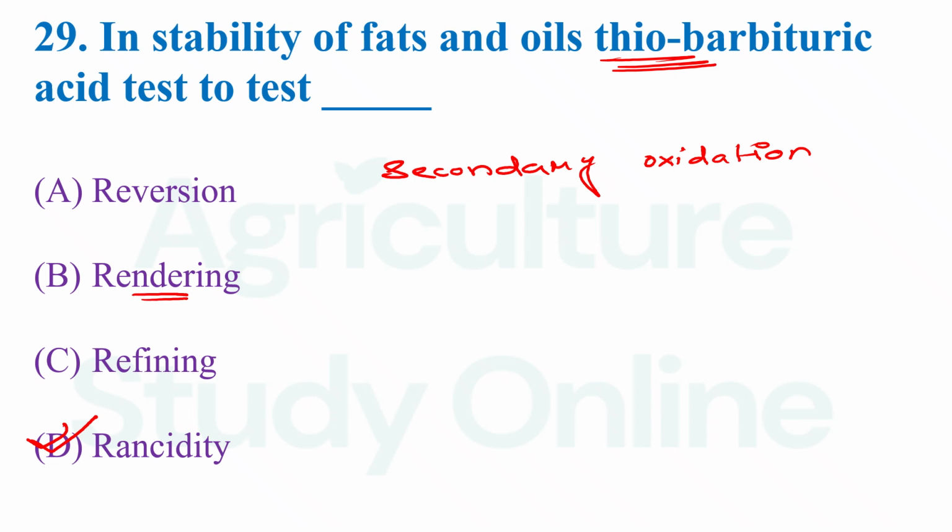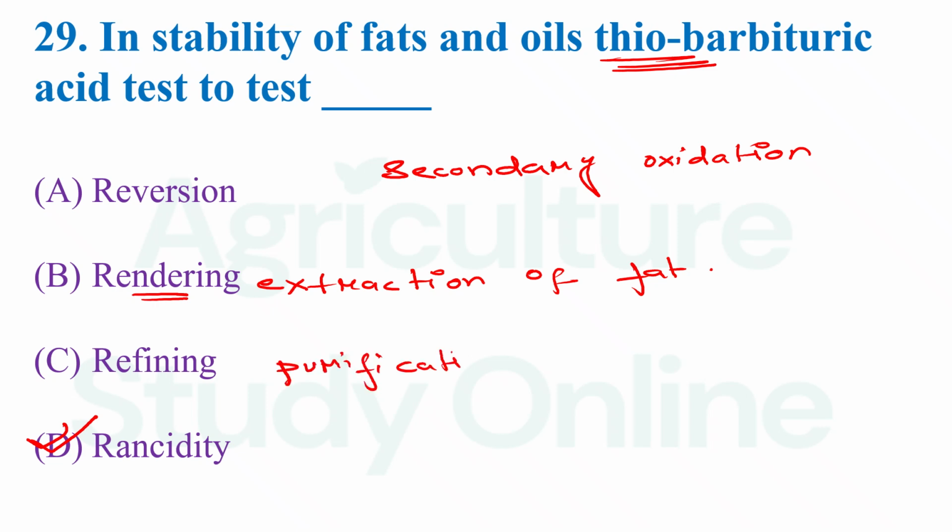Rendering is the extraction of fat. Refining means purification process. So correct option will be option number D.